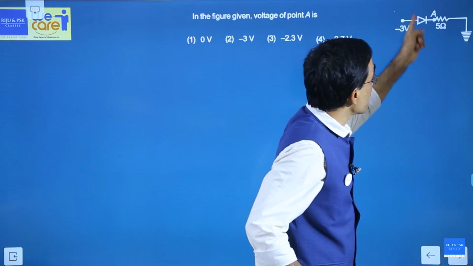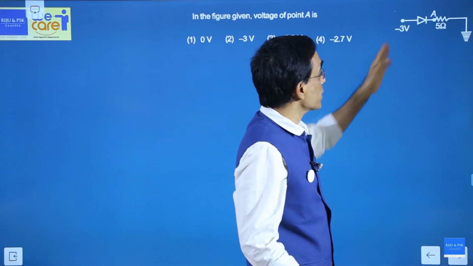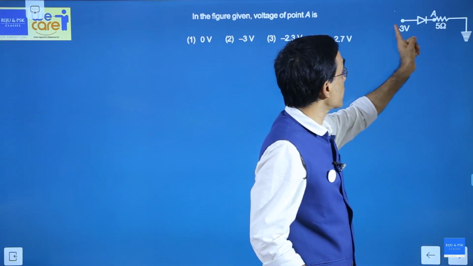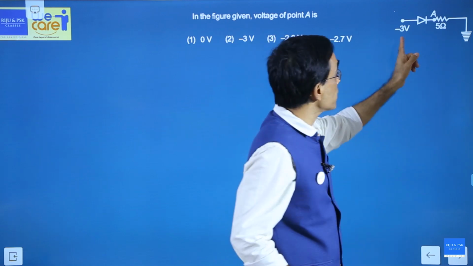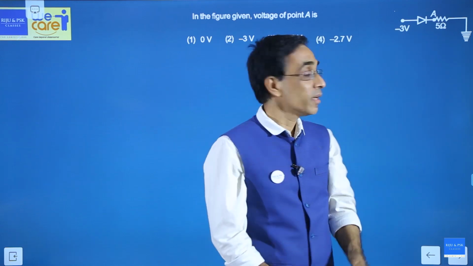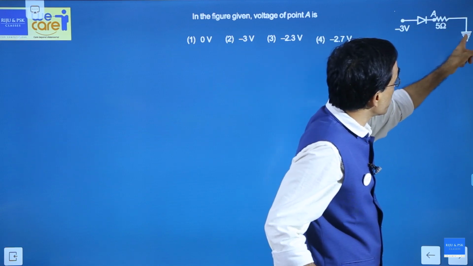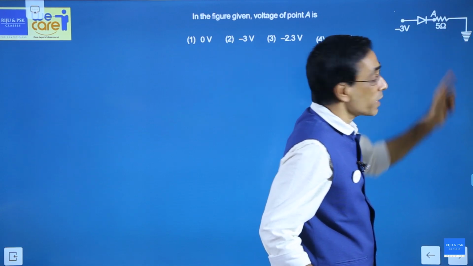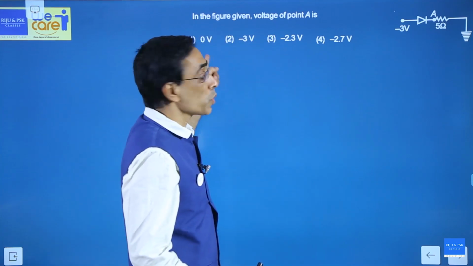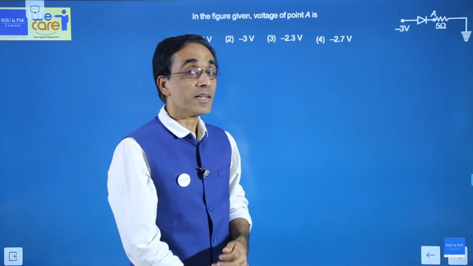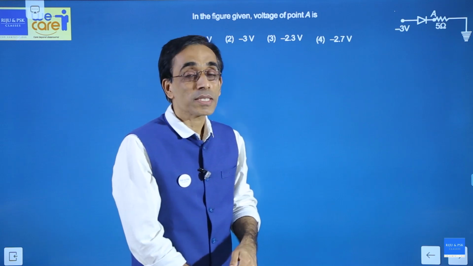There is no connection here. When it is not conducting, there is no connection between the resistor and this minus 3 volt. So this minus 3 is not available. But you can see the resistor has 0 potential on this side because it is connected to the ground. So point A also has 0 potential. The potential at A must be equal to 0 volt. The answer is 0 volt.